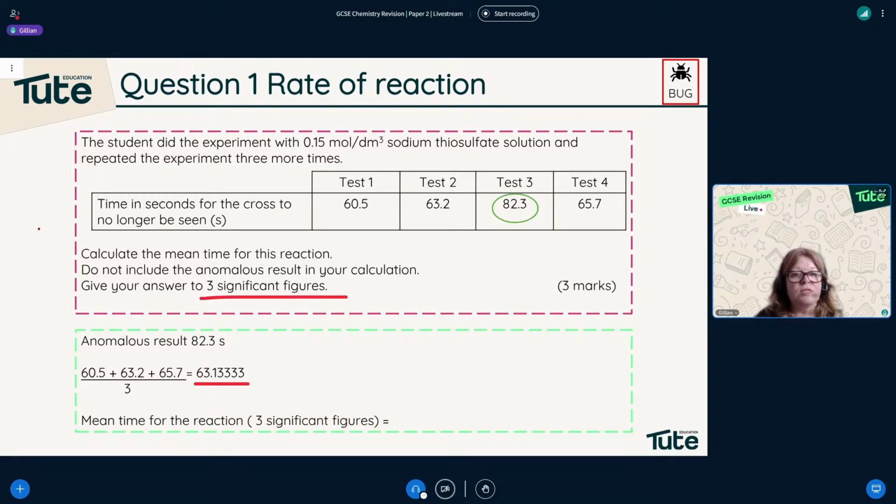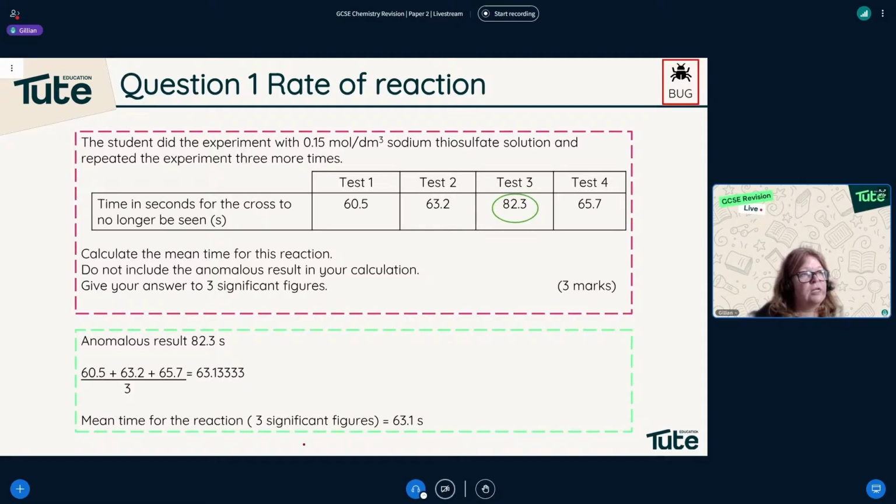So what you would need to do with this, so this is our answer. We can see that the first 3 digits are 6, 3, and 1. And then we need to look at this 4th digit and we need to decide if we're going to round up or we're going to round down. So that 4th digit we can see is 3. And because it's obviously less than 5, we need to round down. So this answer here becomes 63.1 seconds. Remember, 3 significant figures.